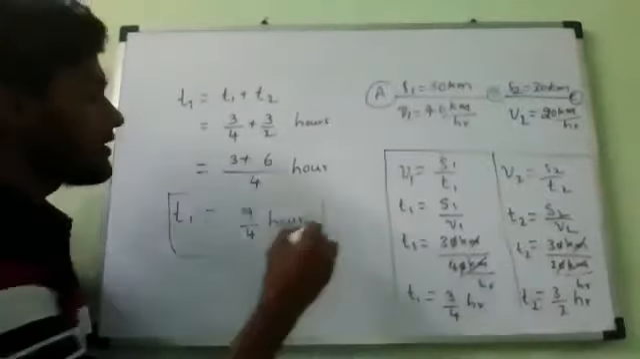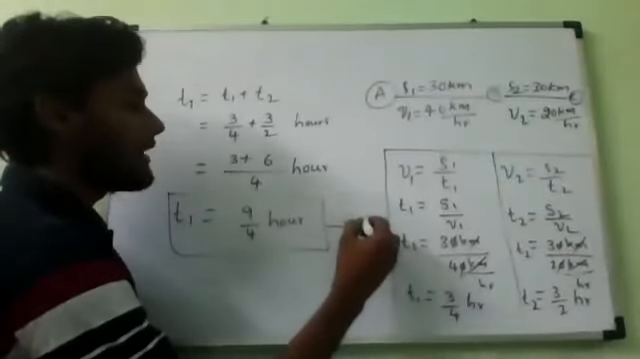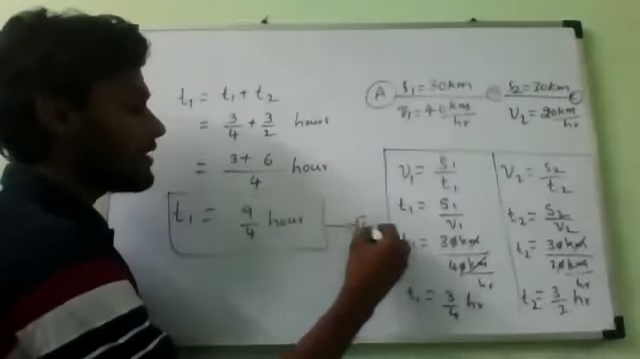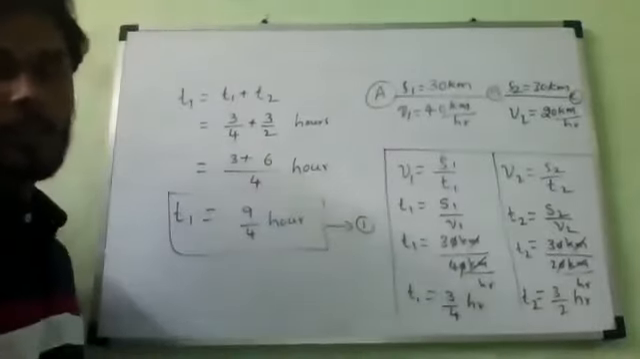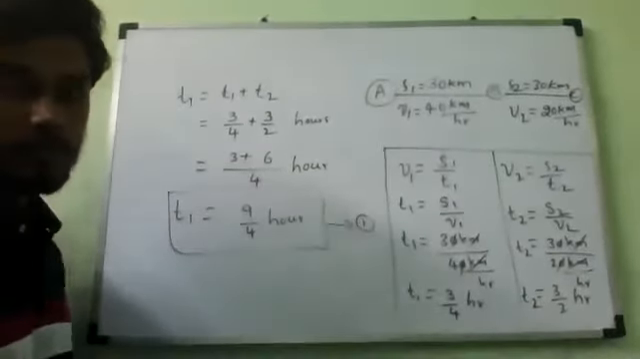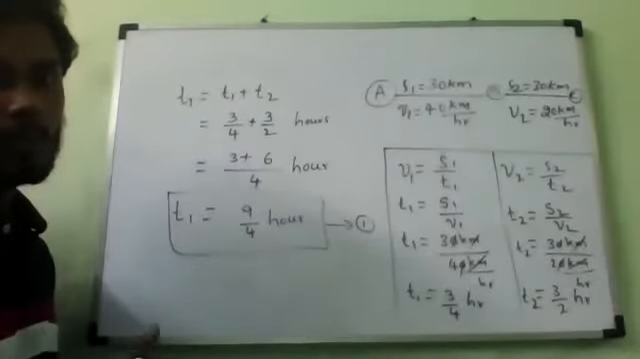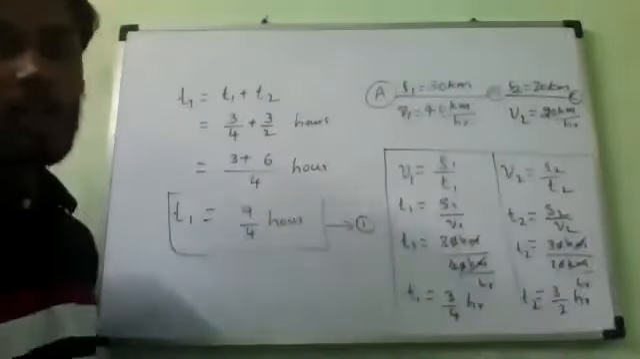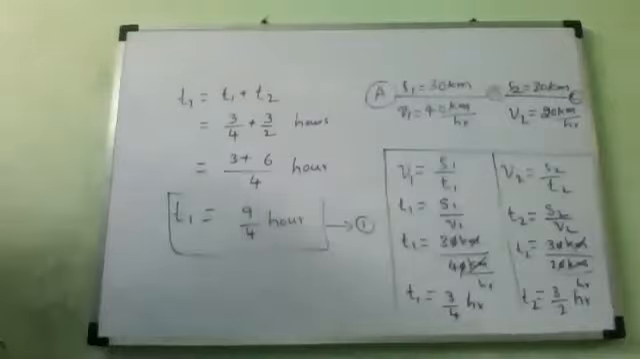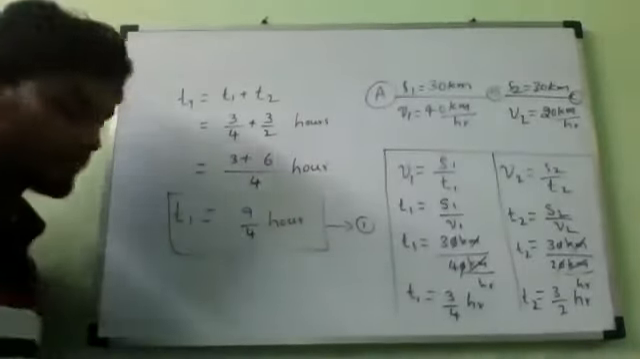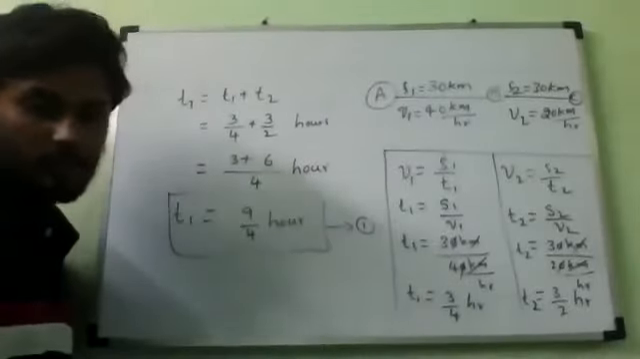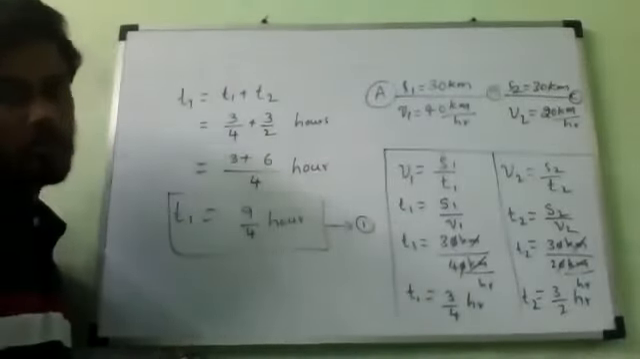So let me assume this is equation 1. Is it okay? All of you solve till here. Have you got the time, 9 by 4 hours? Yes, sir. Okay.